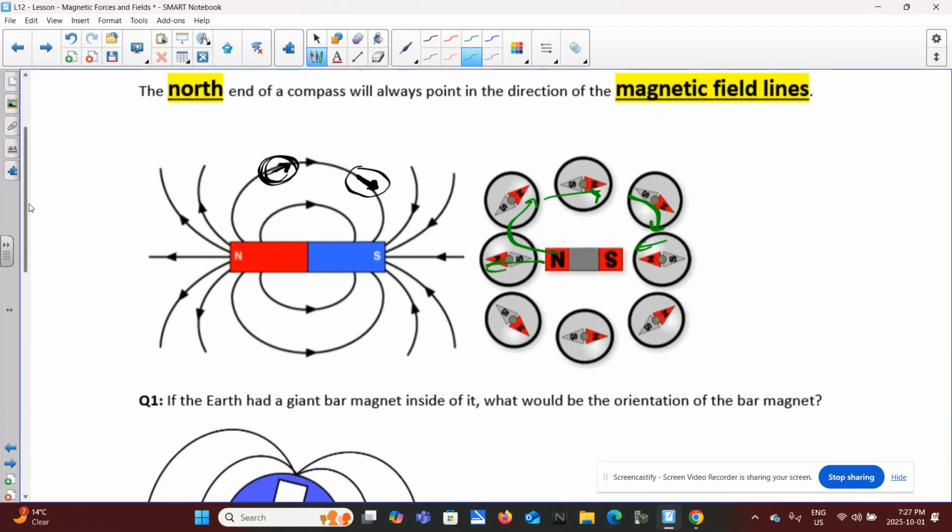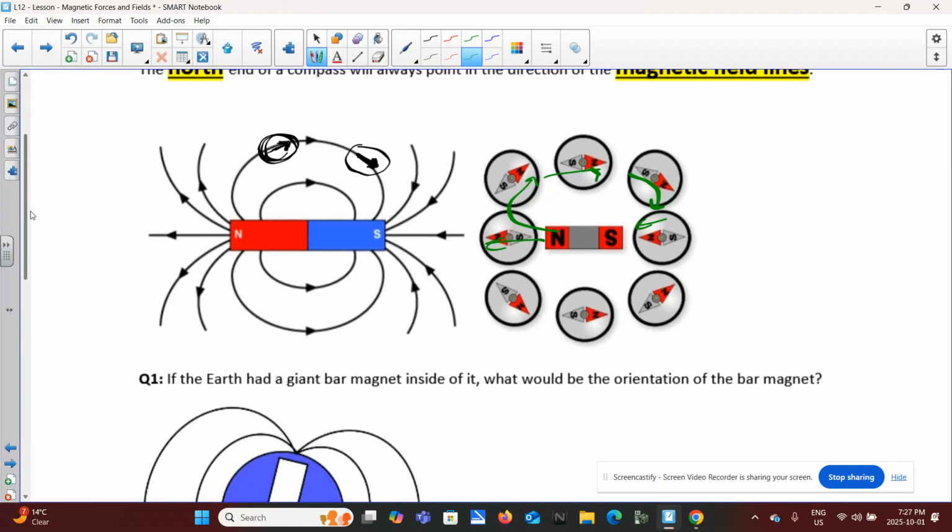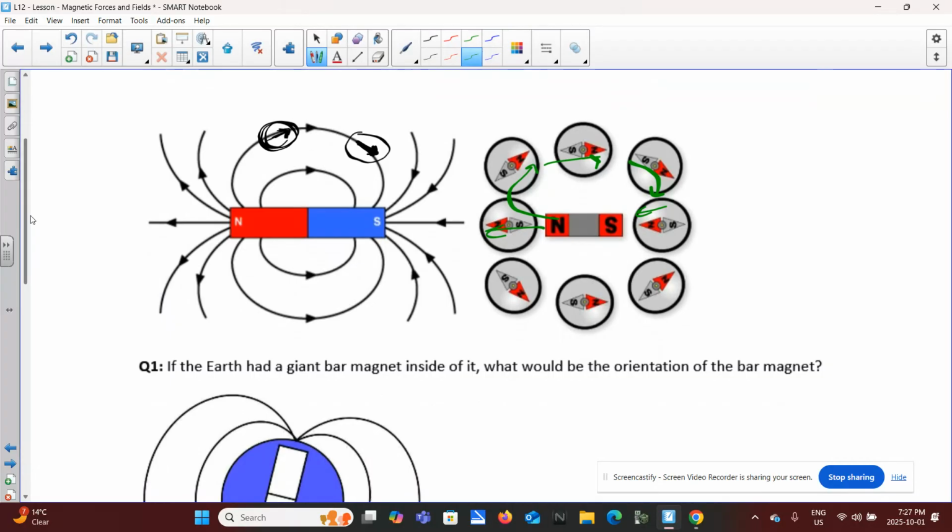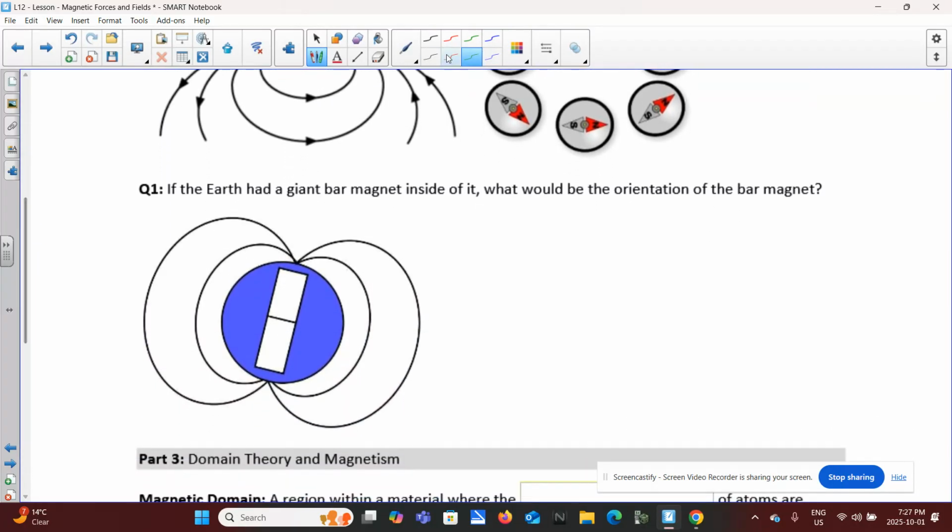Now this brings up an interesting question. If the Earth had a giant bar magnet inside, it doesn't, but if it had a giant bar magnet inside, what would the orientation of the bar magnet be? Well, what we do know is I live on the surface of the Earth. If I were to put a compass right here, my north end would point upwards. Fantastic. Now what that means is my field lines are doing this. And field lines come out of a north and go into a south. So keep in mind, the magnetic north would be at the bottom, and the field lines wrap around. I'm on the wraparound section, which is why my north is pointing with the field lines.